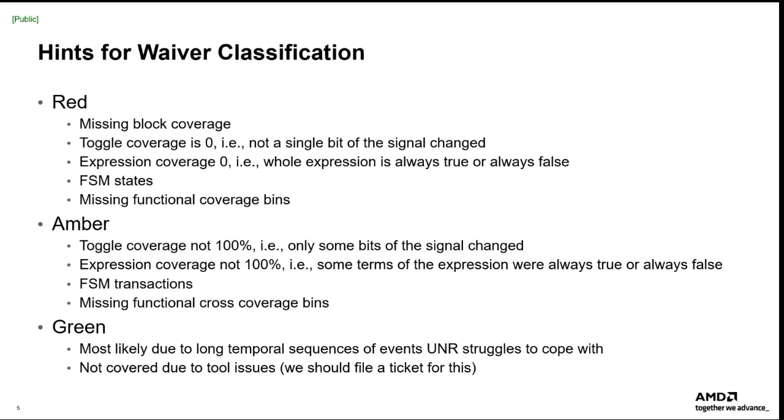And green ones are the ones you say, we shouldn't really have them, but mainly it boils down to, it is too complex for UNR, or I found a tool bug where you have to file a ticket. The last thing I should say is that when you look at that classification, that is only the first step for the triaging. So a red waiver might get converted into a green one after you have analyzed it and said, well, I can't hit that for whatever reason.